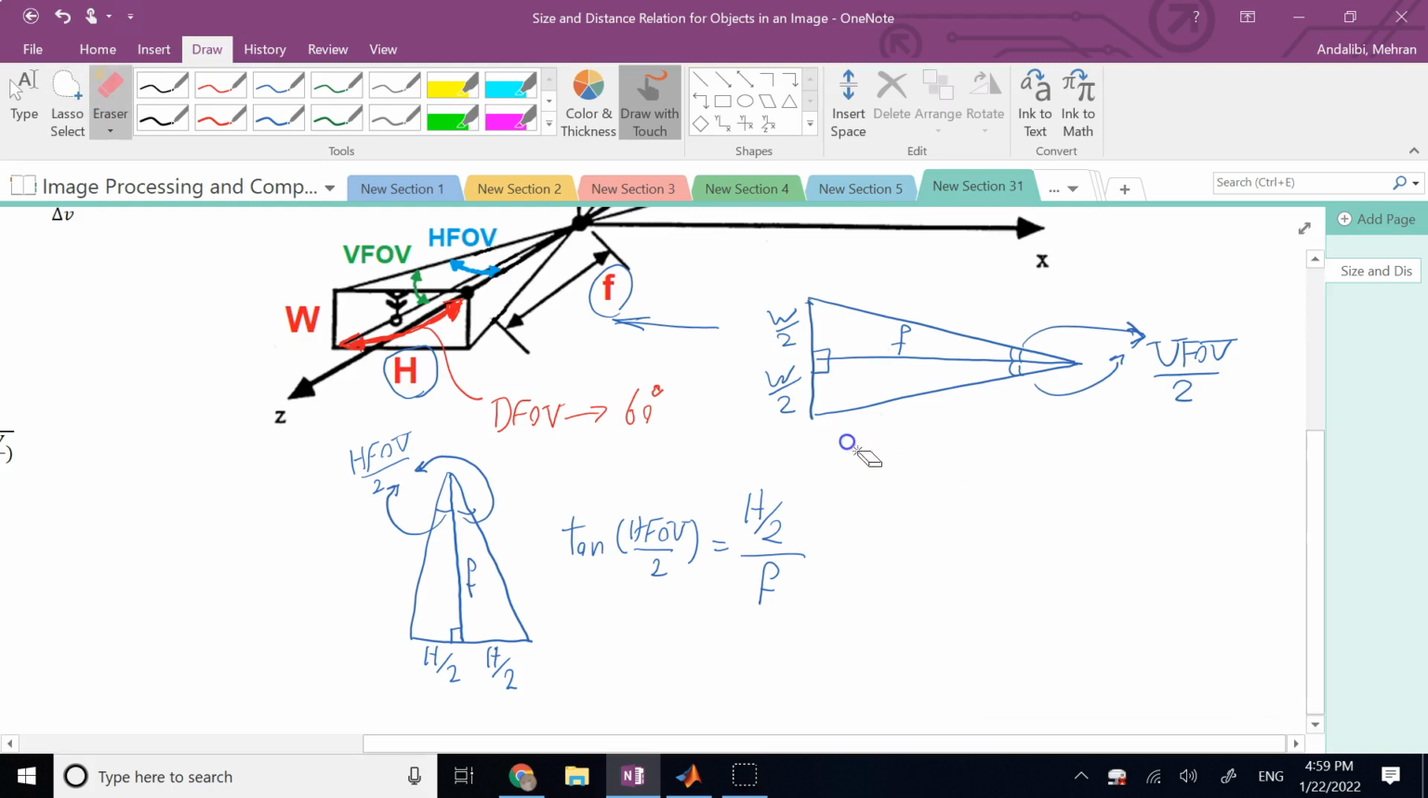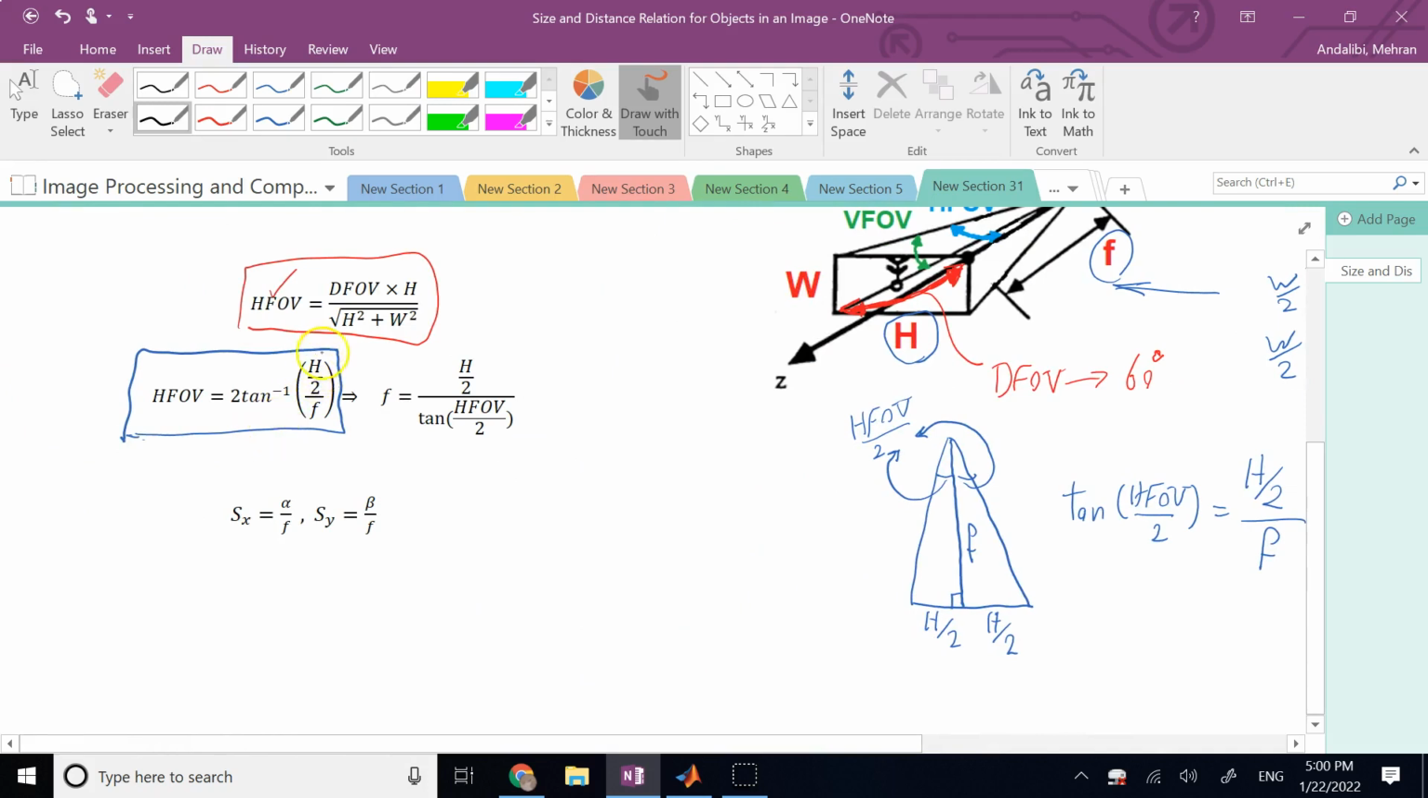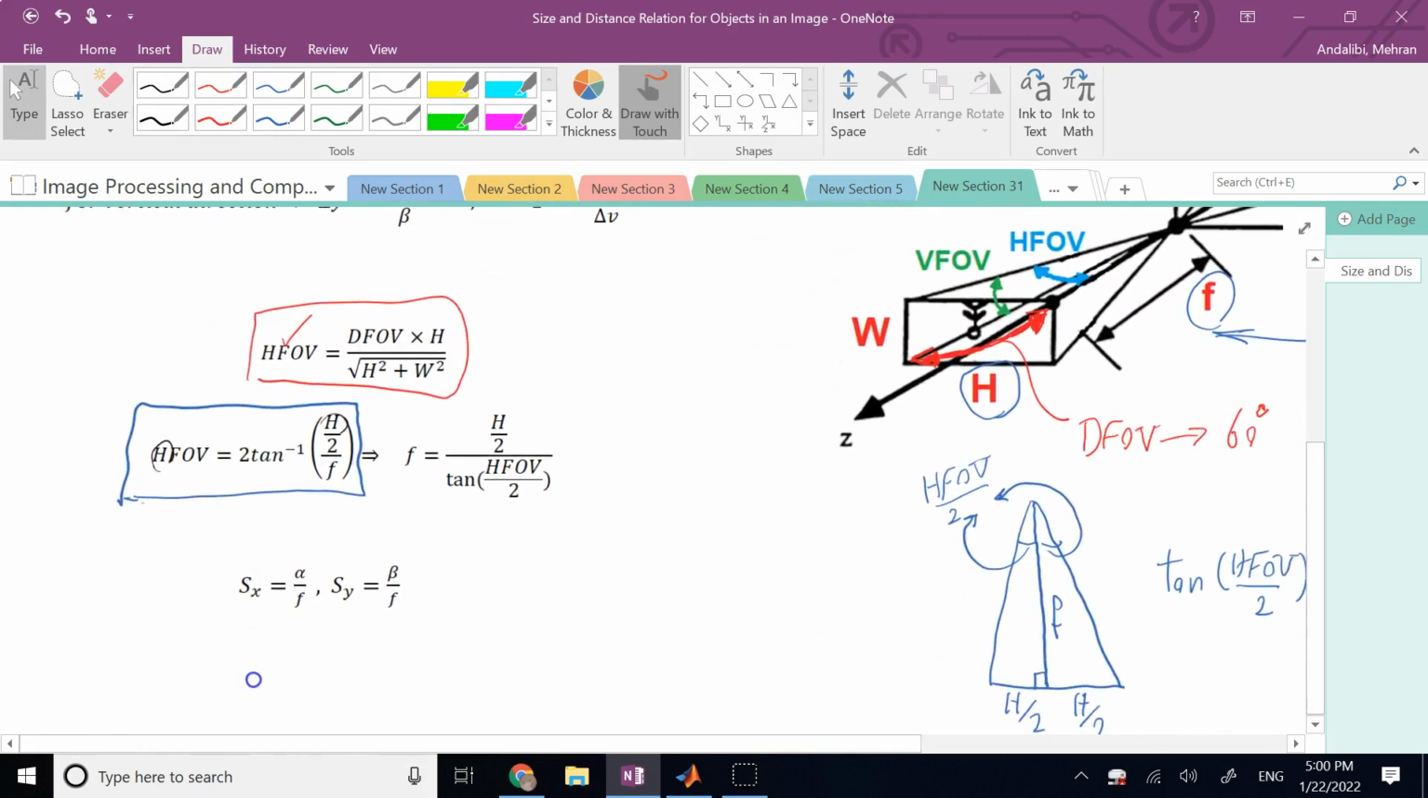So what can I say here? I can say that tangent of VFOV divided by 2 is W over 2 divided by F. And similarly, if you want VFOV, this is 2 tangent inverse of W over 2F, which is very similar to this one. Just change this H to W, then this horizontal becomes vertical field of view. Correct? So that's how you can find it.